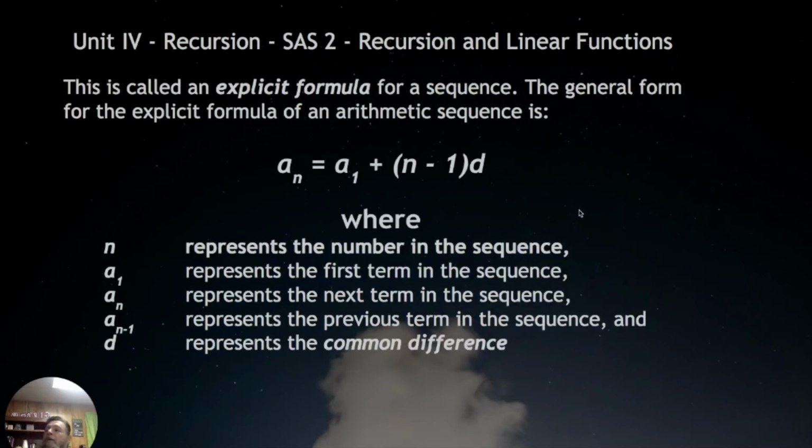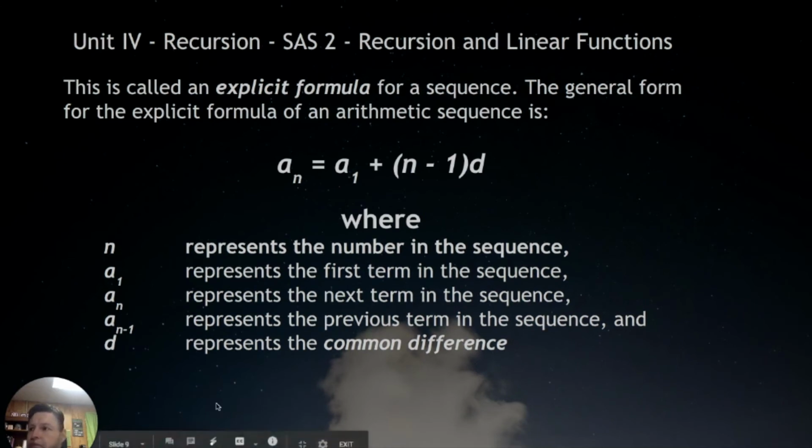All right. Now, this is called an explicit formula for a sequence. The general form for the explicit formula of an arithmetic sequence that starts at 1 is A subscript n equals A subscript 1 plus the quantity n minus 1 times the variable d, where n represents the number in the sequence, A subscript 1 represents the first term in the sequence, A subscript n represents the next term in the sequence, and A subscript n minus 1 represents the previous term in the sequence. D represents the common difference.